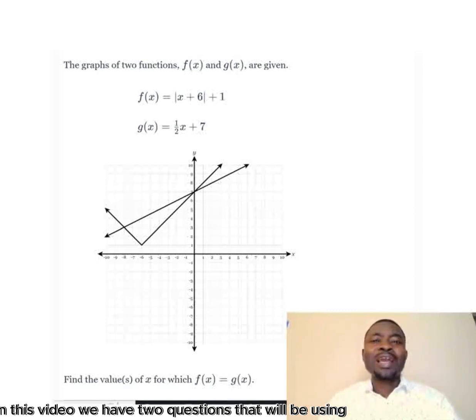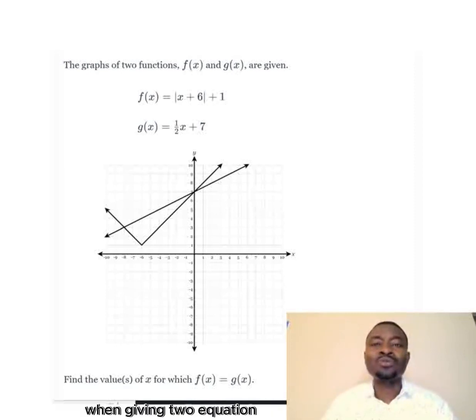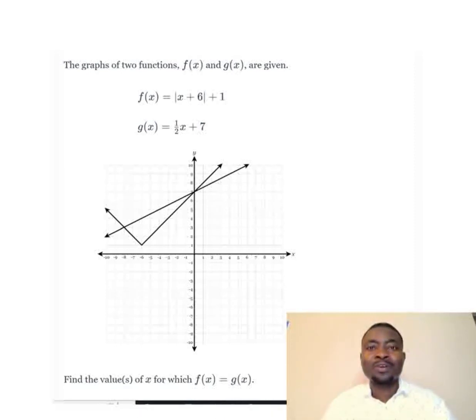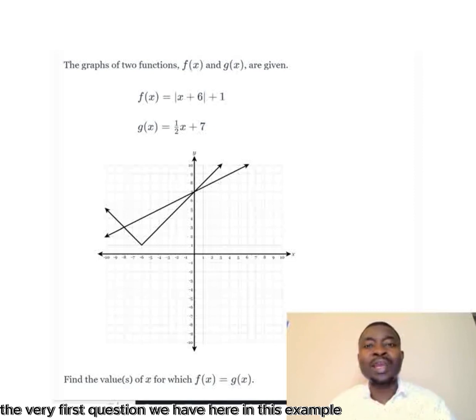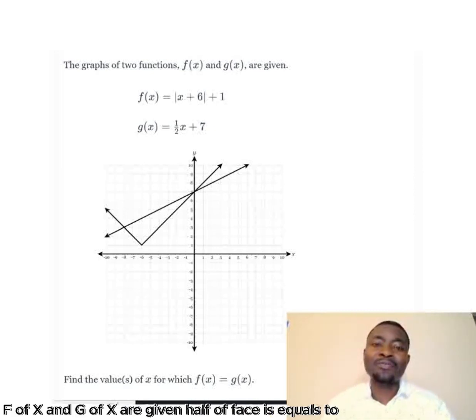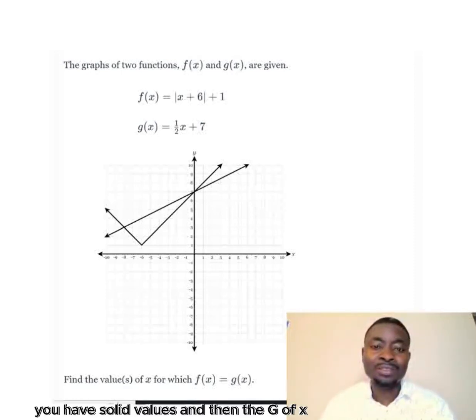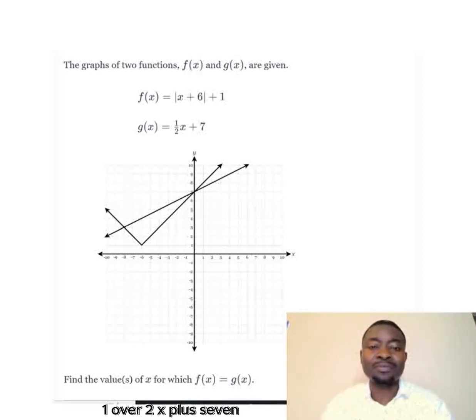In this video, we have two questions that we'll be using to demonstrate how we can find the values of x when given two equations. For instance, the very first question in this example says that the graphs of two functions f of x and g of x are given. f of x is equal to the absolute value of x plus 6, plus 1, and g of x is 1 over 2x plus 7.